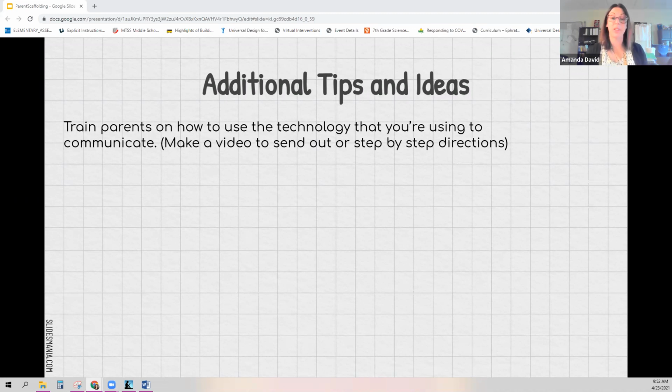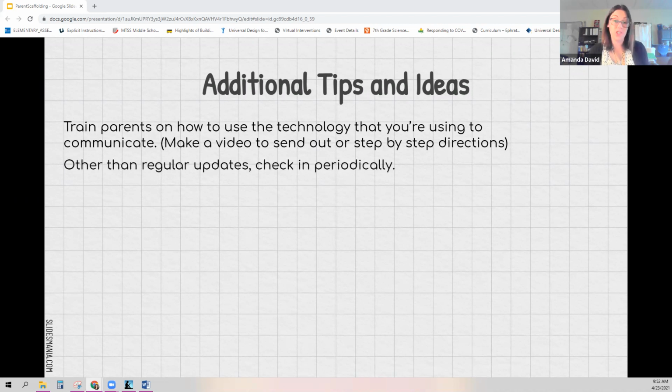So maybe for those parents who are not at open house or meet the teacher night, you make a video and do step-by-step directions. We're all pretty well versed in Zoom at this point and how to record a Zoom and share your screen. So you could quickly make a video and blast that out to parents so that they have access to the platforms that you are utilizing.